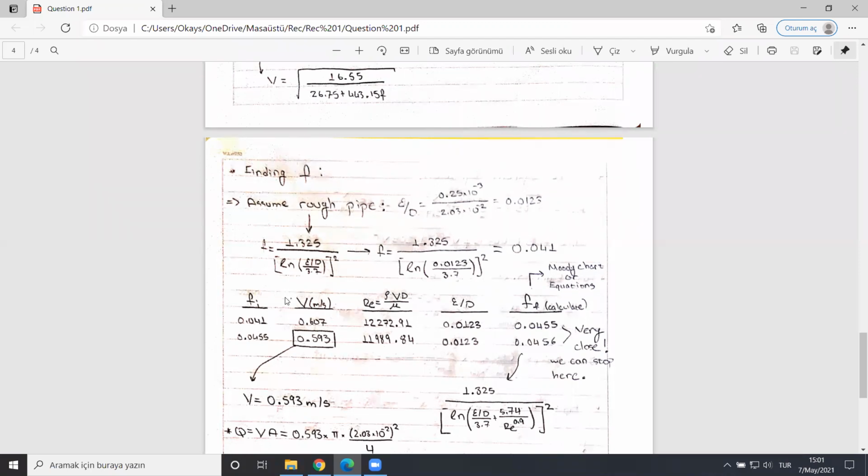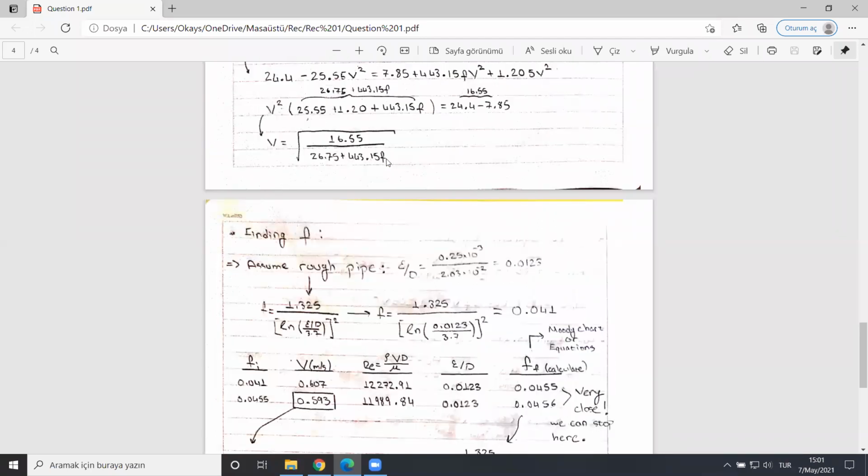Once you get this F value, you'll just put it into here, and you'll get a velocity. When you put the 0.041 into this equation, we get 0.607 meters per second. When you get velocity, you can calculate Reynolds number because we know this is density, this is velocity, pipe diameter, and viscosity of the fluid. These are all given to us by the question.